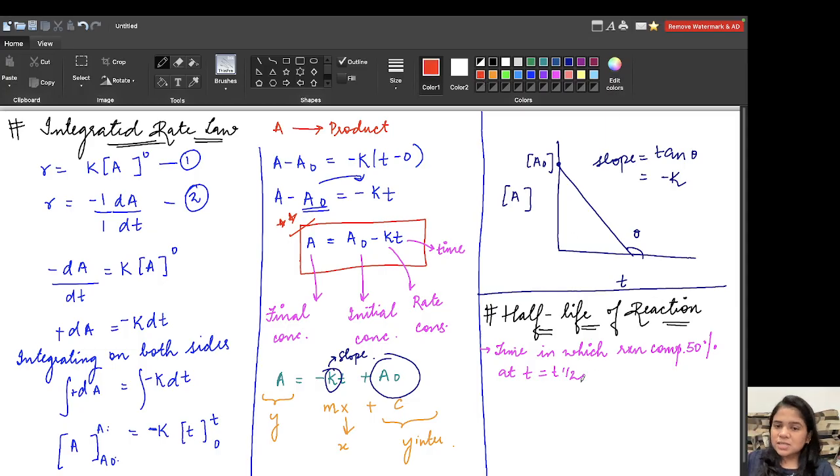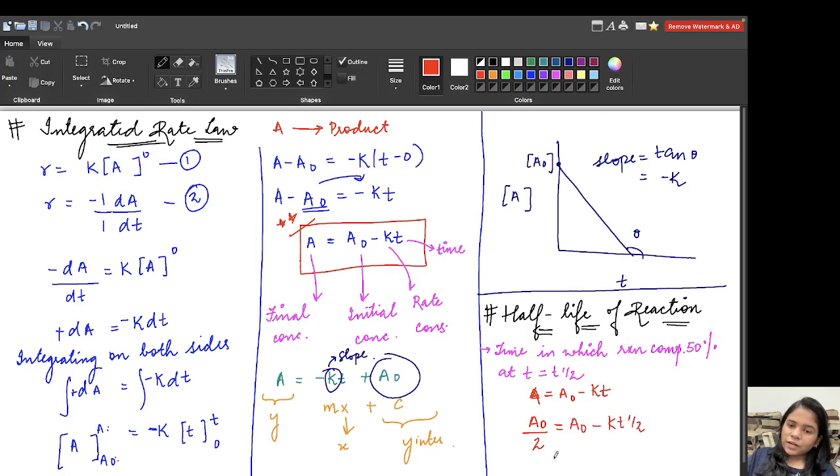How will you come to this conclusion? You know A equals A naught minus KT. How much should A become? The final concentration should be exactly half, right? Half of the original concentration. So A naught by 2 equals A naught minus KT half.